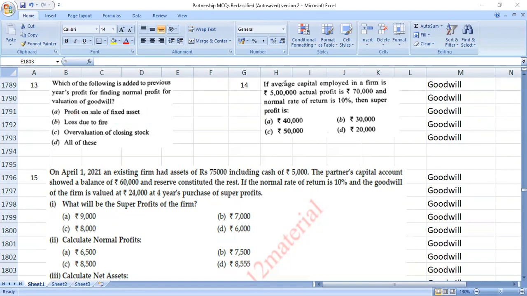Average capital employed in a firm is 5 lakh, actual profit is 70,000, normal rate of return is 10%. The super profit is 20,000. Yes, 5 lakh into 10% is 50,000, 70,000 minus 50,000 is 20,000.